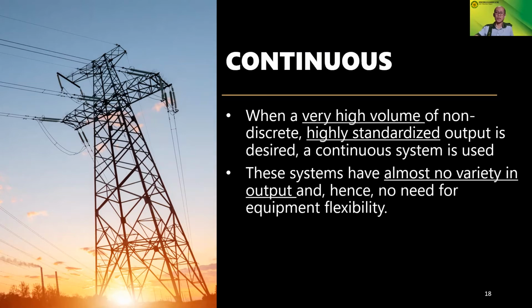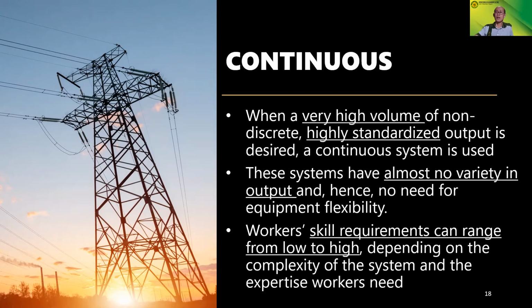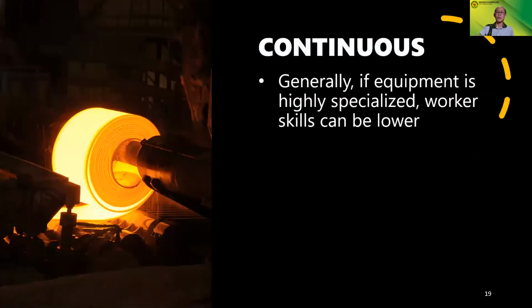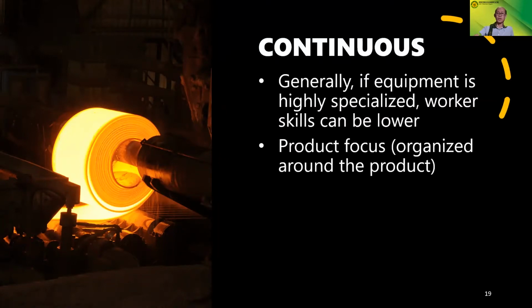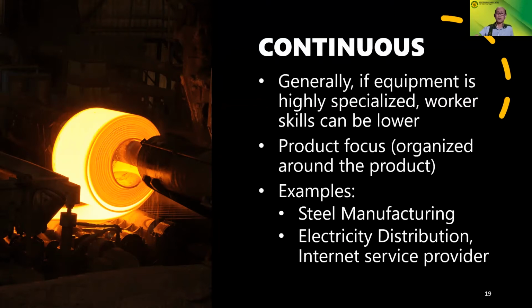Workers' skill requirements can range from low to high, depending on the complexity of the system and the expertise of the workers needed. Generally, if equipment is highly specialized, worker skills can be lower. Thus, continuous production is product-focused, or organized around the product. Examples of non-discrete products made in continuous systems include petroleum products, steel, sugar, flour, and salt. Continuous services include air monitoring, supplying electricity to homes and businesses, and the internet.